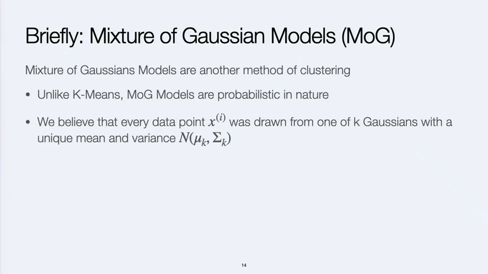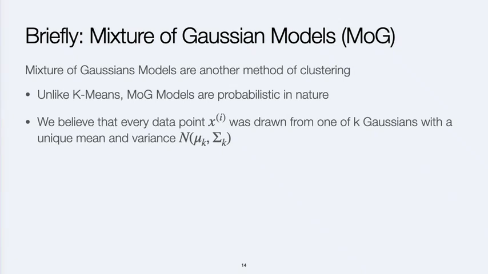Remember in LDA, Gaussian discriminant analysis, we tried to model different point classes with Gaussians. In mixture of Gaussian models, we do the same. We believe that every data point X is drawn from one of K Gaussians with a unique mean and variance. And already you can kind of see that mixture of Gaussian models have some difference from K-means. In K-means, all the clusters have the same properties, right? Because clusters exhibit some symmetry.